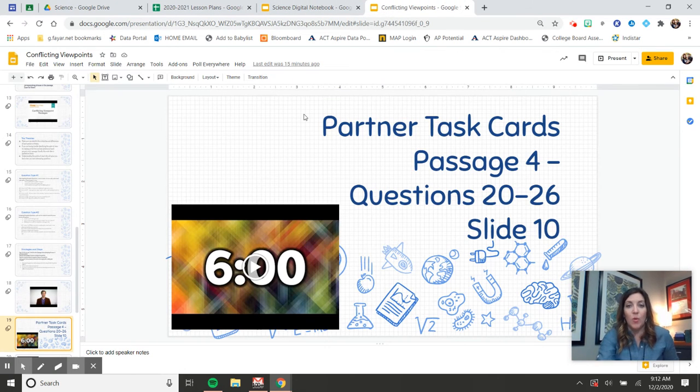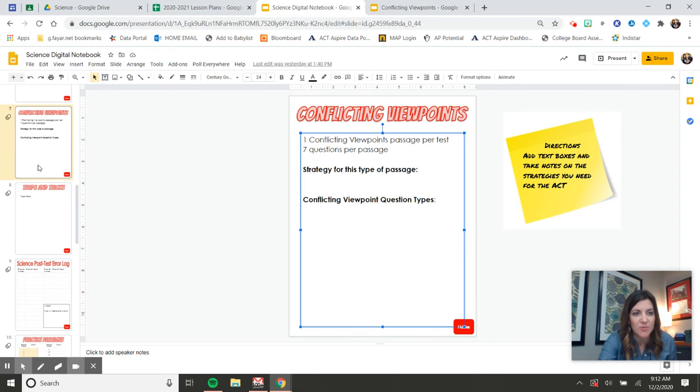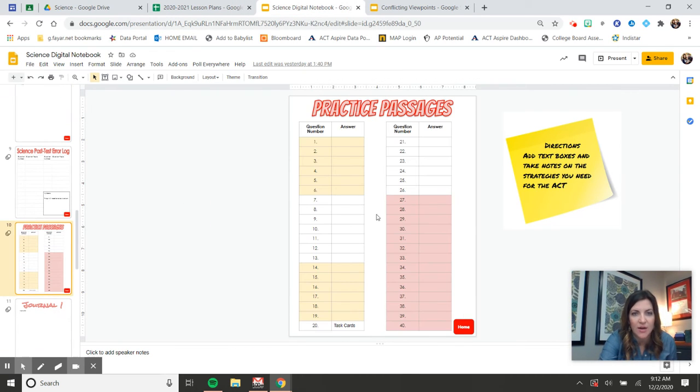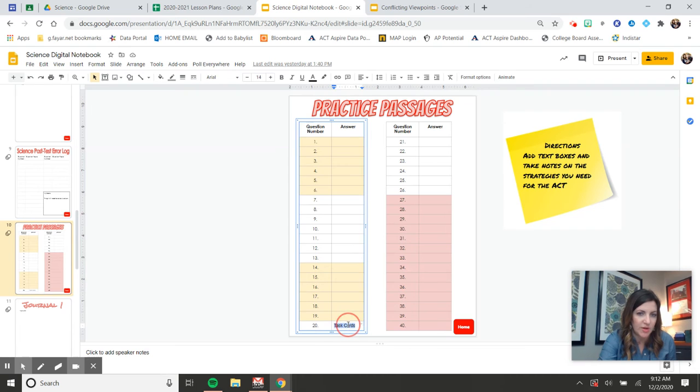But what I'd like you to do now is with your in-class practice passages, would you take 6 minutes and would you do passages 4 and passage 2? Those are the only 2 passages we have left. They're going to go on slide 10 right here. So passage 4 is your conflicting viewpoints, okay? Sorry, that should not be.